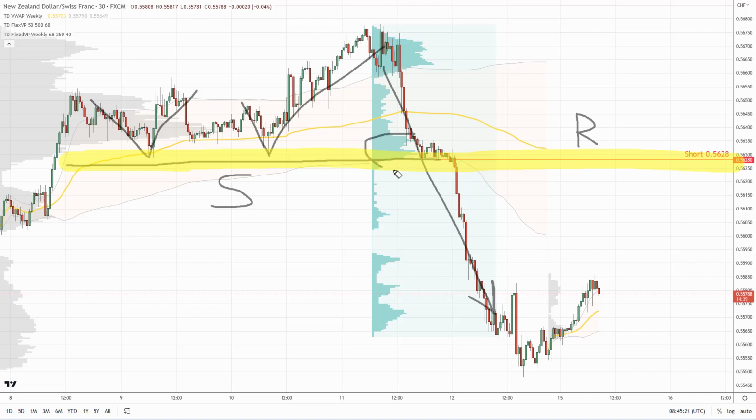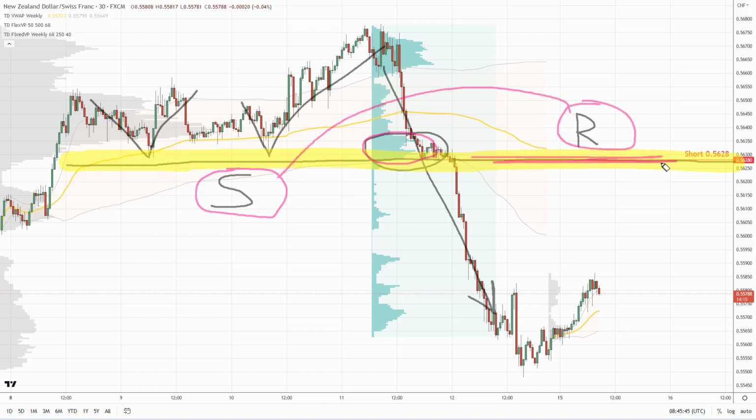And as you can see, the resistance is at the same place as we have that volume cluster. So actually this resistance is backed by two trading setups. One is a volume profile setup. The other one is a price action setup, which is telling us that support became a resistance. All right, so this is the resistance, and we just wait for a pullback and take it from there. All right, so that's for the New Zealand dollar Swiss franc.